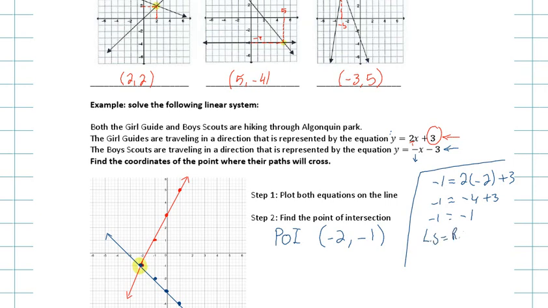Which means that my point is really my point of intersection. Same thing if I plug in that -2 and -1 in the second equation. I'm going to get exactly the same results. I'm going to get left side equal to my right side. That's all.